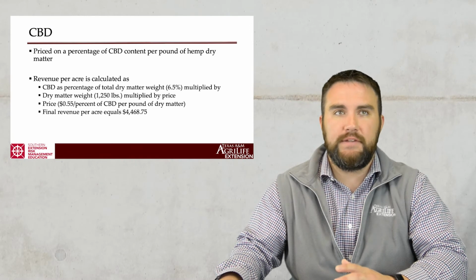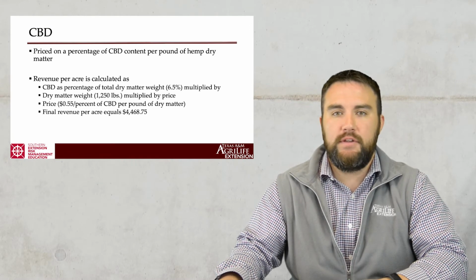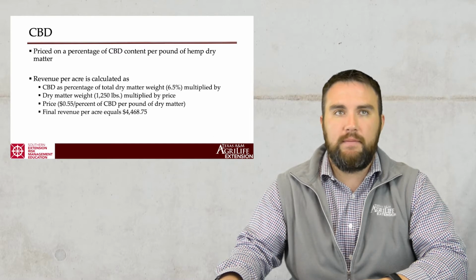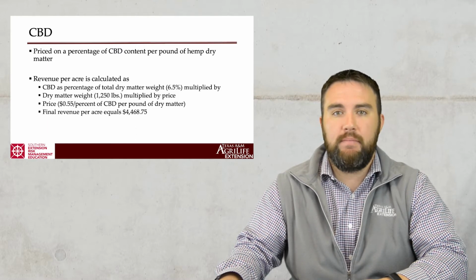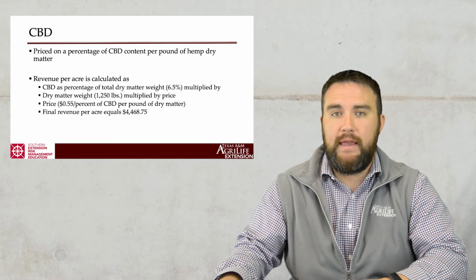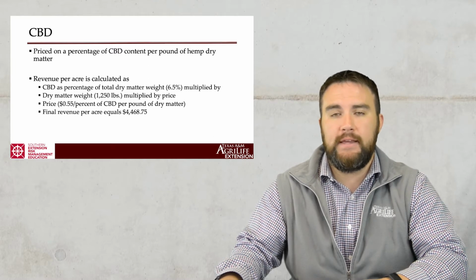First, we'll talk about the pricing for CBD. This is probably the most unusual pricing model that is in the hemp product market. CBD is priced on a percentage of CBD content per pound of hemp dry matter. So when you sell your hemp and it is dried, they measure the percentage of CBD remaining in that plant as part of its weight, and you are paid based on that percentage.